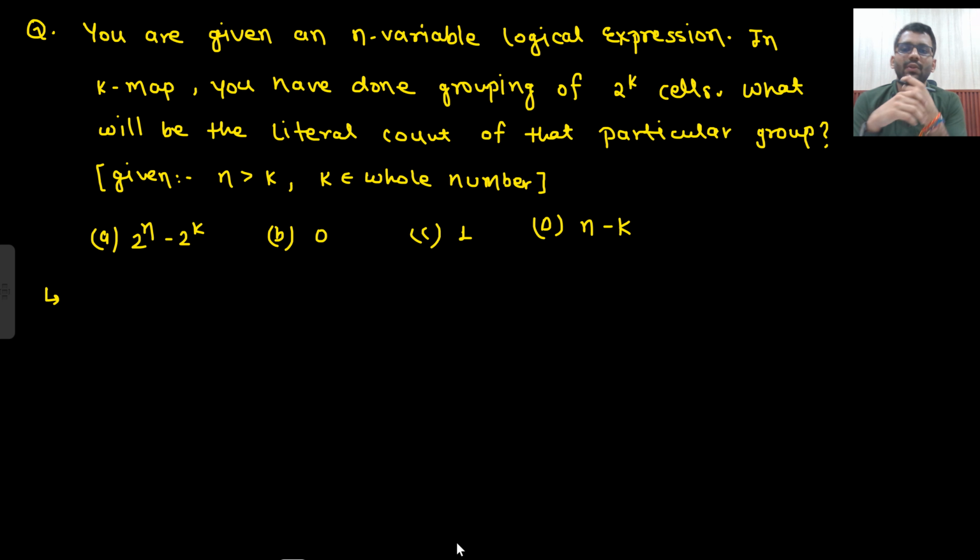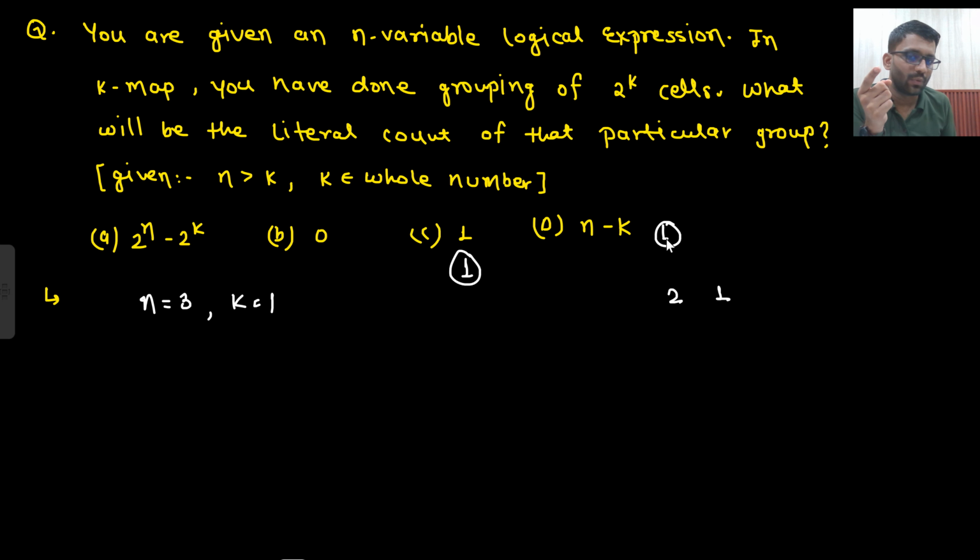Now let's see this question. You are given an n variable logical expression. In the K map you have done grouping of 2 to the power k cells. What will be the literal count of that particular group? N is greater than k and k is a whole number. So what can I take? I can take n equals 3 and k equals 1. Because if I take n equals 2 and k equals 1, then 2 minus 1 will be 1. This option will also be 1 and this option will also be 1, so both options will match.